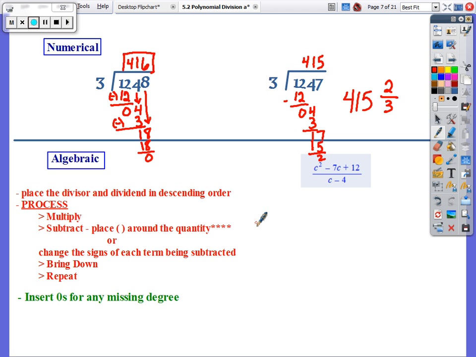Now what does that tell me about 3 and 1247? What relationship do they have? Well, I can tell you this much. They're not factors. 3 is not a factor of 1247. Neither is 415. How can you justify this?